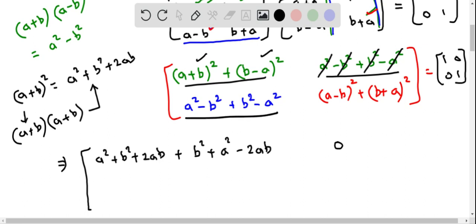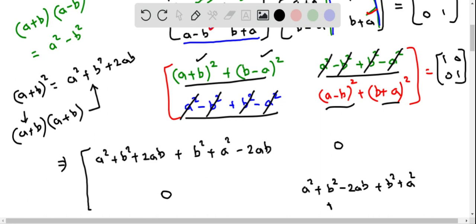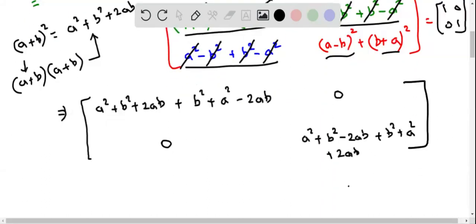Now let's evaluate this element. We have negative b squared, positive b squared, 0, plus a squared, negative a squared, this is also 0. And then we will simplify this one. Once again, you can write this as a squared plus b squared minus 2ab. And then we will expand this, so this will be b squared plus a squared plus 2ab. And this equals 1, 0, 0, 1.